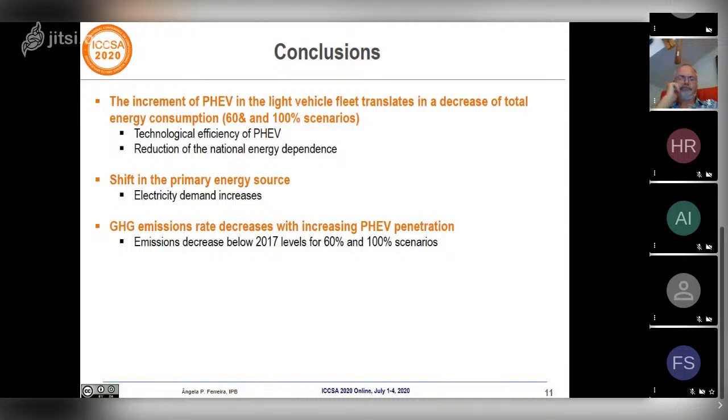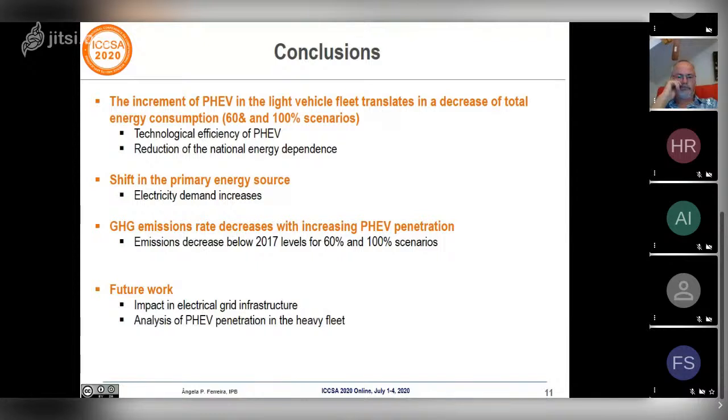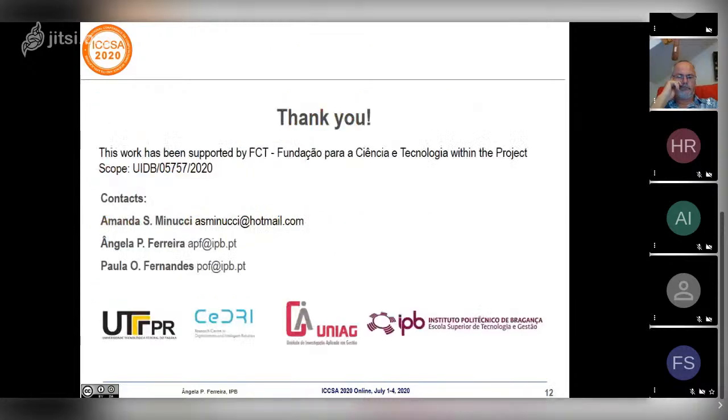The emissions follow the total energy consumption forecast, decreasing with increasing PHEV penetration, and emissions decrease below 2017 levels for 60 and 100% scenarios. Future work should consider the impact in electrical grid infrastructure and should also apply this analysis to PHEV penetration in the heavy fleet. So thank you for your attention.